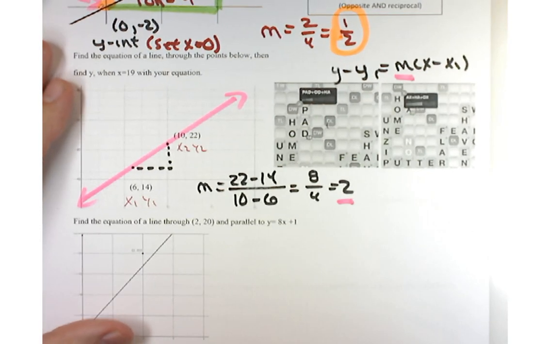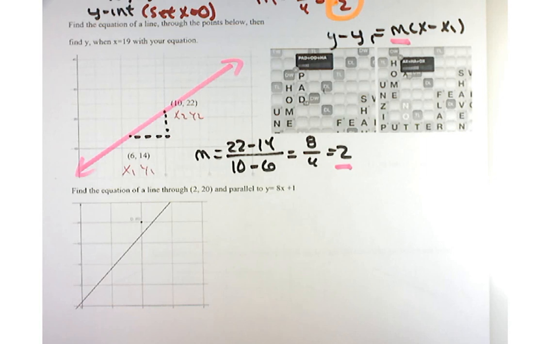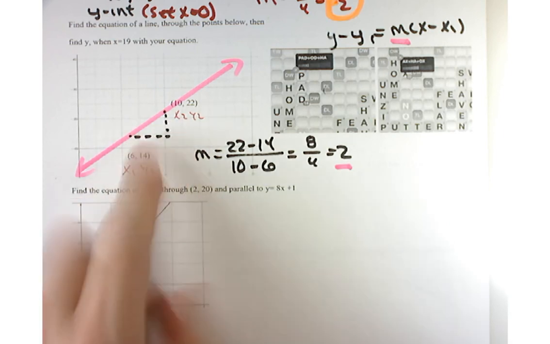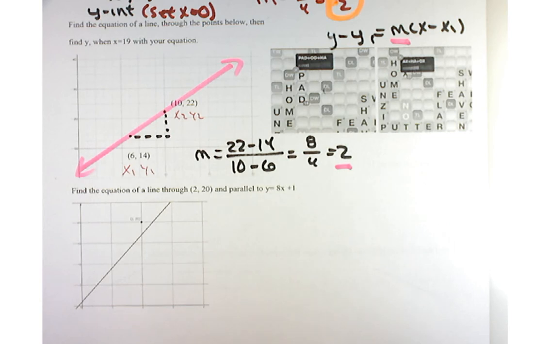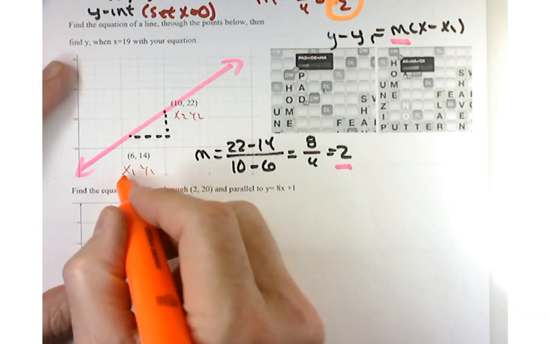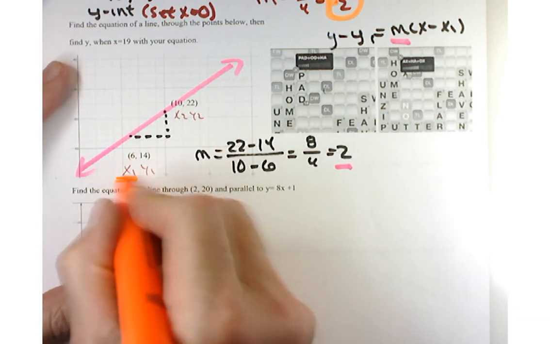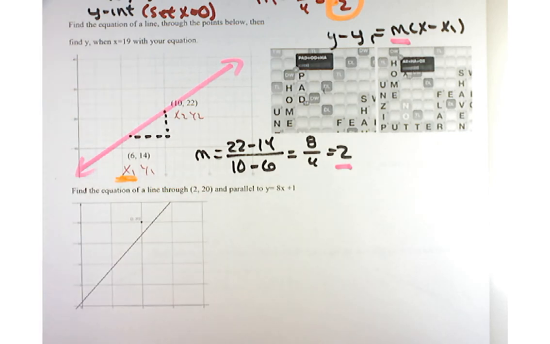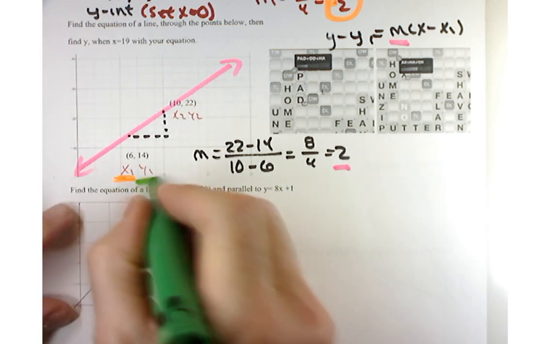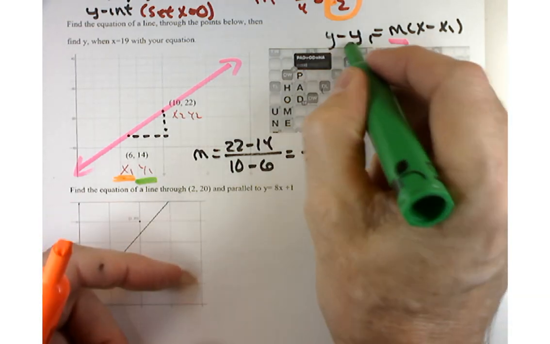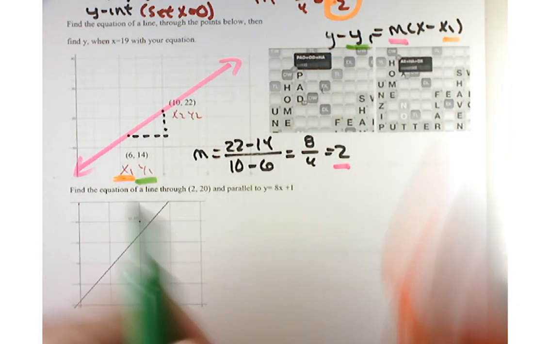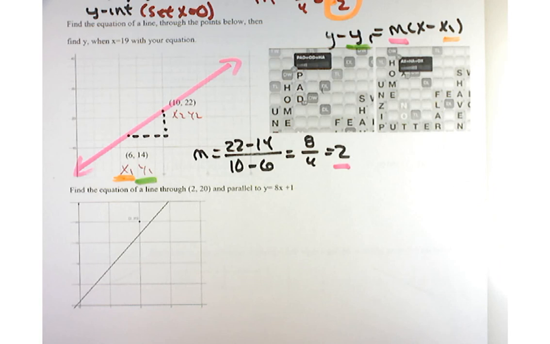I've got a 2 there, but I've got 2 points. Which one do I use? Or doesn't it matter? What do you think? Does it matter which point I choose to finish calculating the equation? No, it doesn't. You can pick either one. So I'm just going to pick these because these numbers are smaller. The 6 is going to be my x1 and the 14 is going to be my y1.